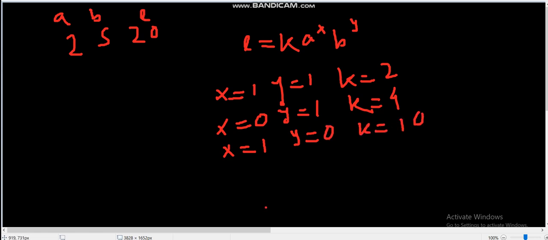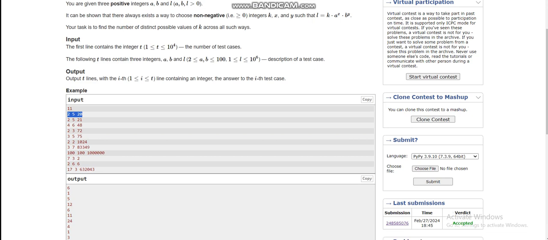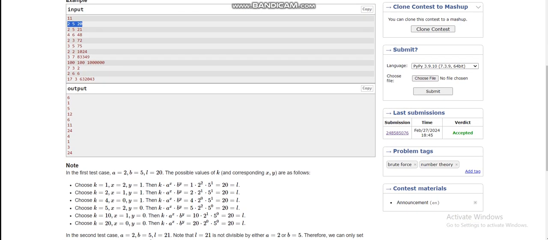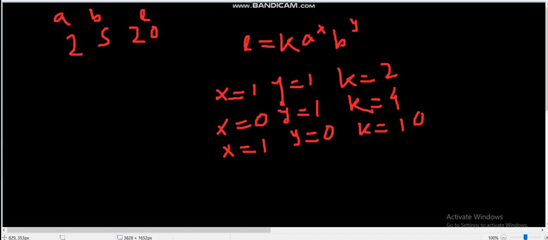Similarly, there could be other possible values also. So there are a total of 6 possible values. Here you can check the cases. The values of k are 1, 2, 4, 5, 10 and 20, by choosing different values of x and y.